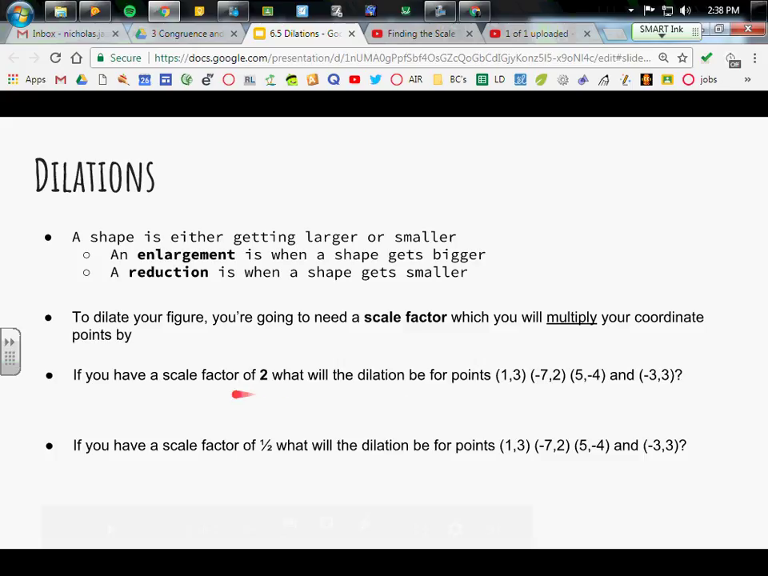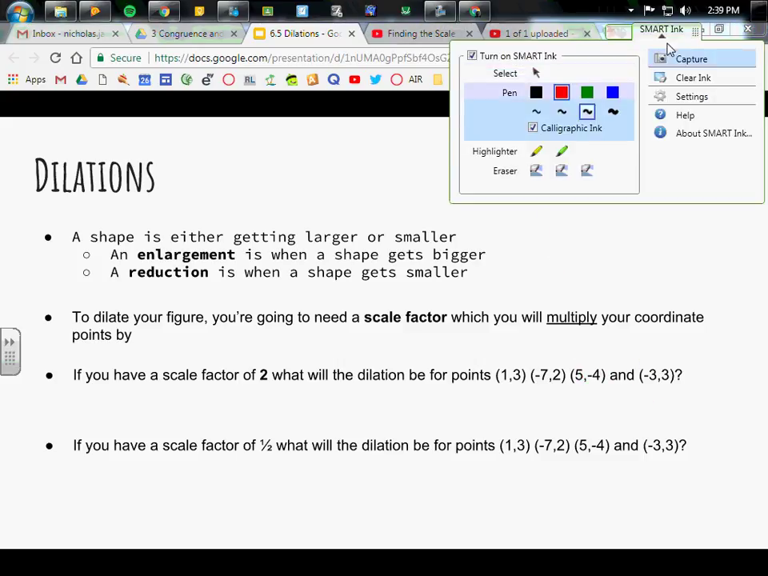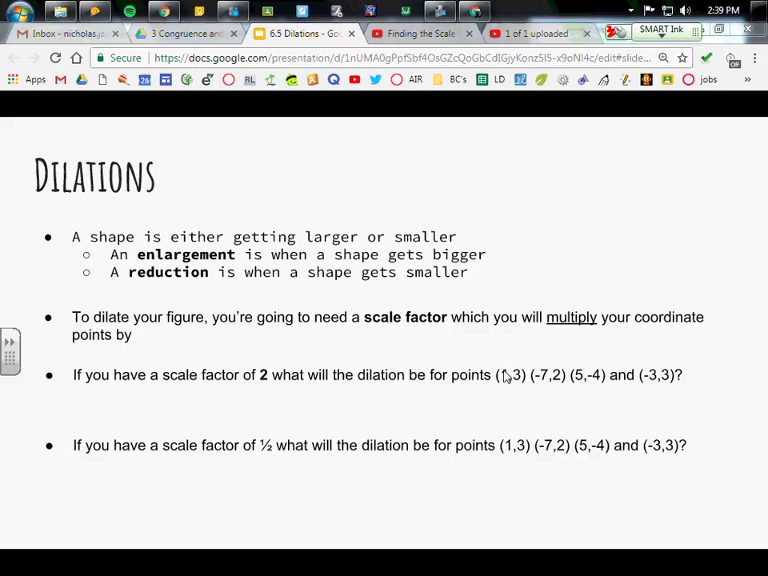So, if you have a scale factor of 2, what will the dilation be for points (1, 3), (-7, 2), (5, -4), and (-3, 3)? In order to find that out, we are going to take our scale factor of 2 and multiply every number in all of our points by 2. So (1, 3) becomes (2, 6). 1 times 2 is 2, and 3 times 2 is 6. (-7, 2) becomes (-14, 4). (5, -4) becomes (10, -8). And (-3, 3) becomes (-6, 6).